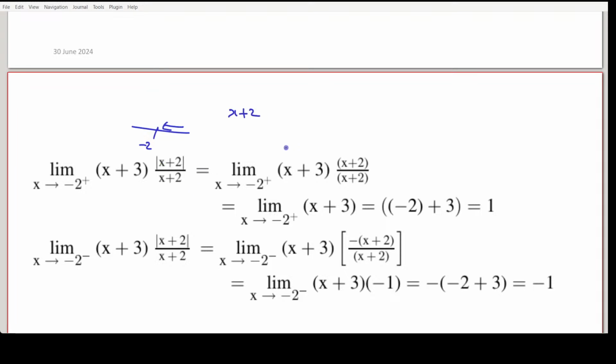Will it be positive or negative? Sir, when x is greater than minus 2, it is positive itself. So, that's why we are doing this. What about this case? x plus 2 will become negative. Sir, here it becomes negative. Very good, very good.